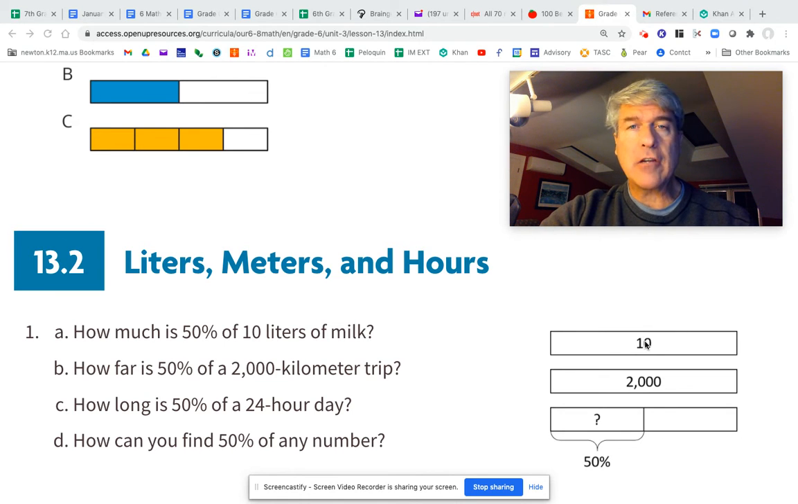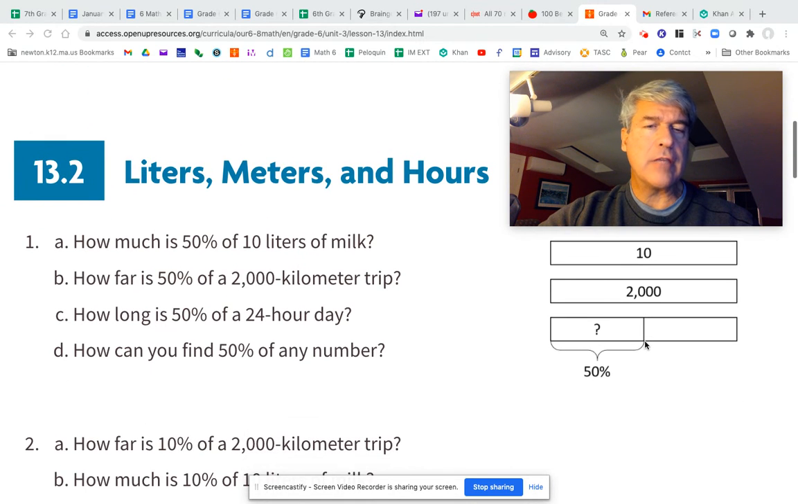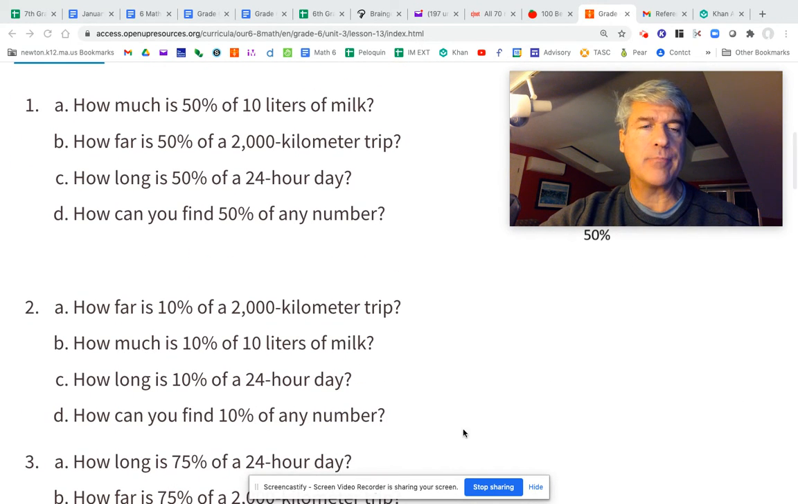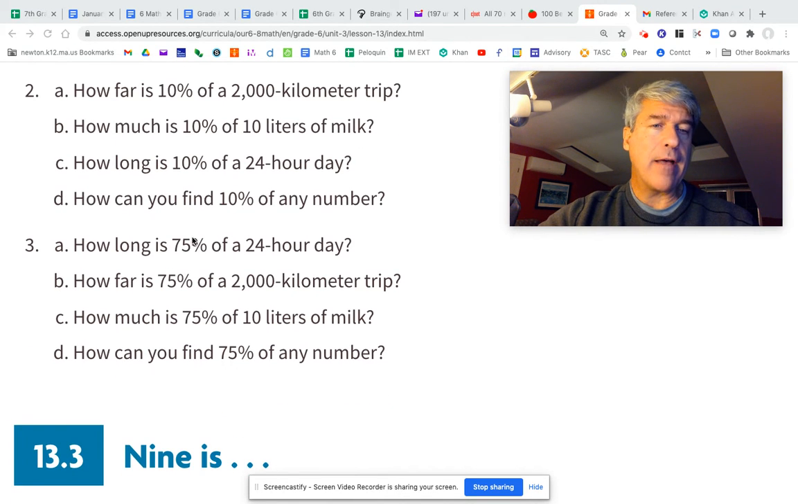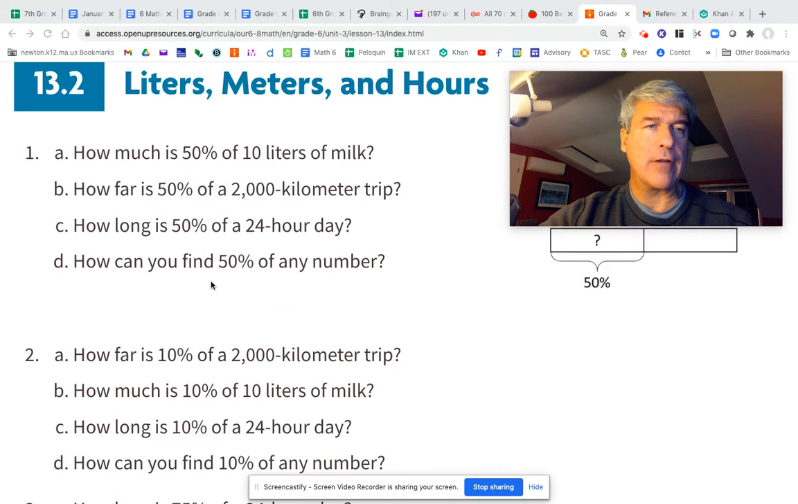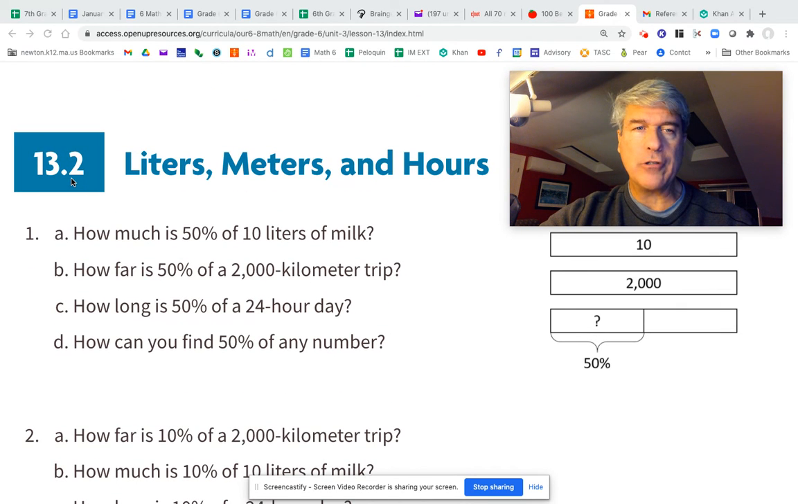Now in the asynchronous Google document, I've also provided a table because there are times when knowing the decimal equivalent to both the fraction and the percent may help us to better answer the question when we're asked what's the percentage of something. So you'll receive some questions not only about 50%, but also the benchmark 10%, and finally 75%. That'll round out our section 13.2, liters, meters, and hours.